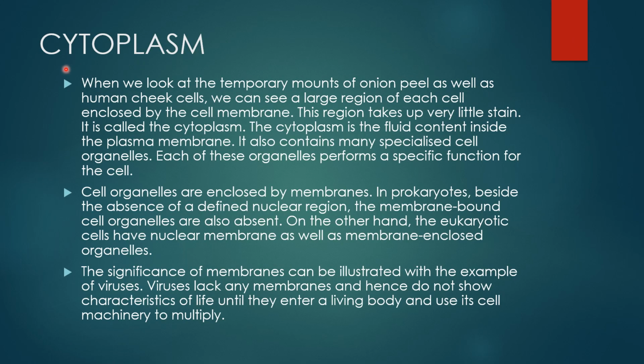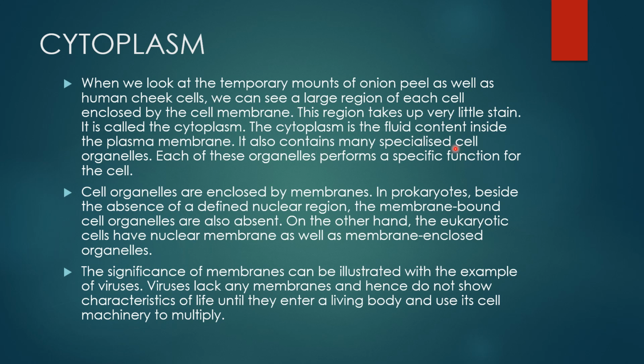Now let us talk about cytoplasm. When we look at the temporary mounts of onion peel as well as human cheek cells, we can see a large region of each cell enclosed by the cell membrane. This region takes up very little stain. It is called cytoplasm. What is cytoplasm? It is the fluid content inside the plasma membrane.